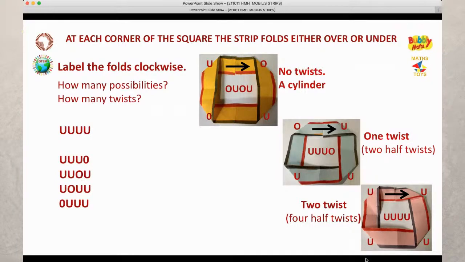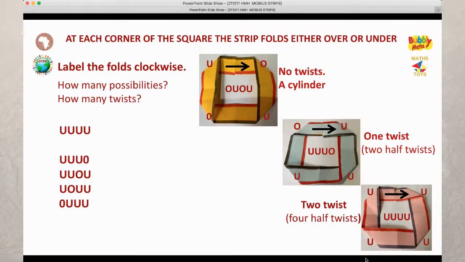Well, we can list them. So we can either have 4 unders, which is the one you see on the screen, the pink one, the one we've really puzzled about whether it's got 2 twists with 4 half twists, or whether it was just 1 twist, as I labelled it. I think now, perhaps you can test this and make a comment for us. We'll come back to the video later and test it, and you can decide whether it's got 4 half twists or 2 half twists, and let us know.